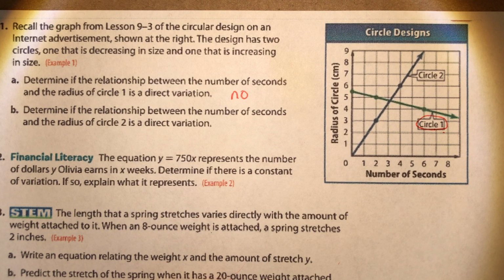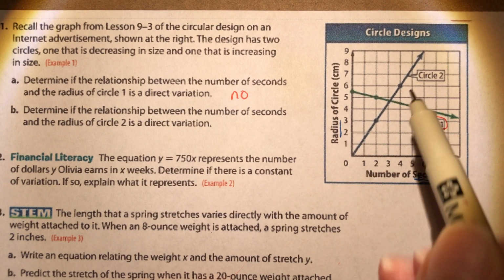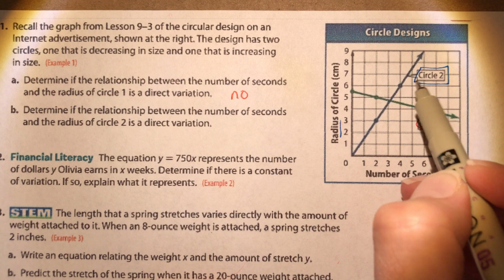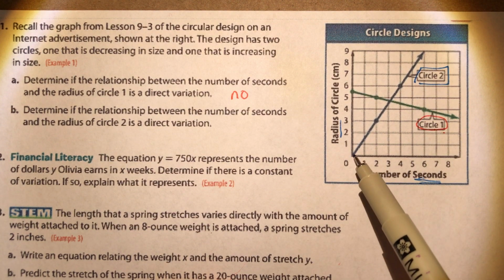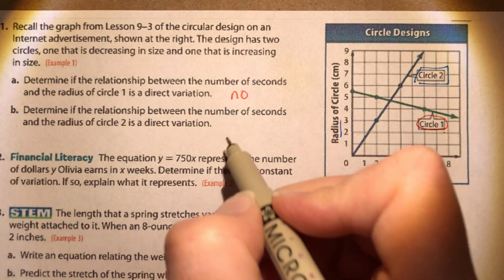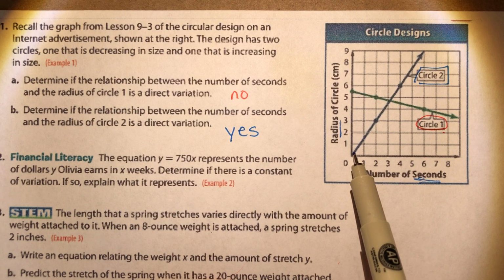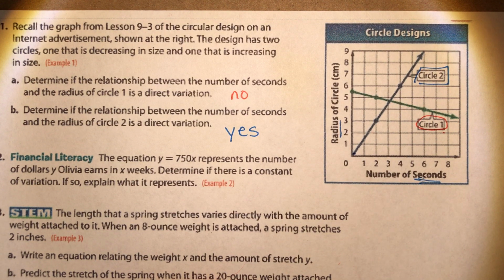The next one, number 2, determine if the relationship between the number of seconds, so again, here's your seconds, and the radius of the circle, and we're talking about circle 2 now, has direct variation. So again, this line here is straight and it goes through the origin, therefore, yes. This line has direct variation because the line is straight and goes through the origin.